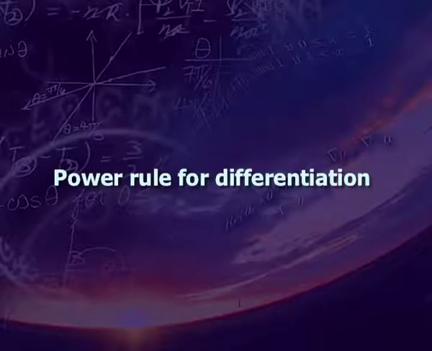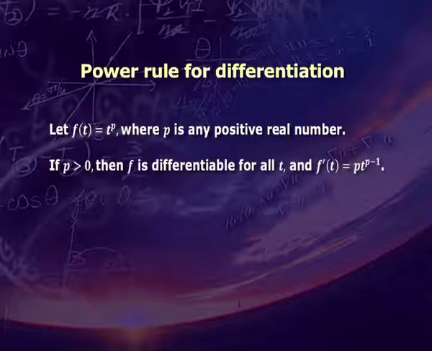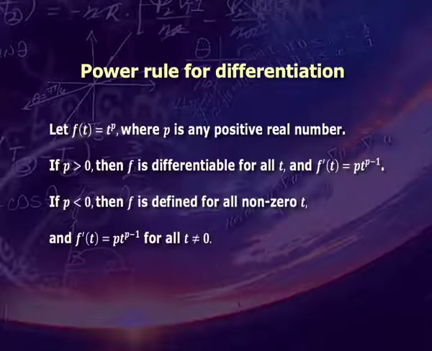Power rule for differentiation. Let f(t) = t^p, where p is any real number. If p is greater than 0, then f is differentiable for all t and f'(t) is equal to p into t^(p−1). If p is less than 0, then f is defined for all non-zero t and f'(t) is equal to p t^(p−1) for all t not equal to 0.